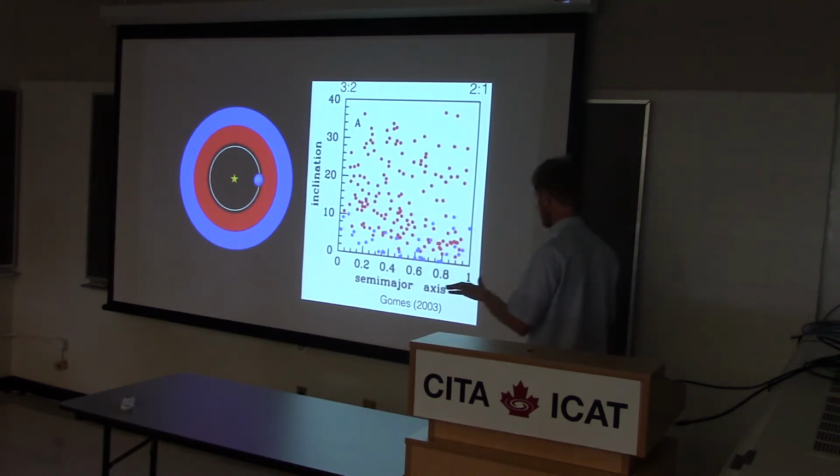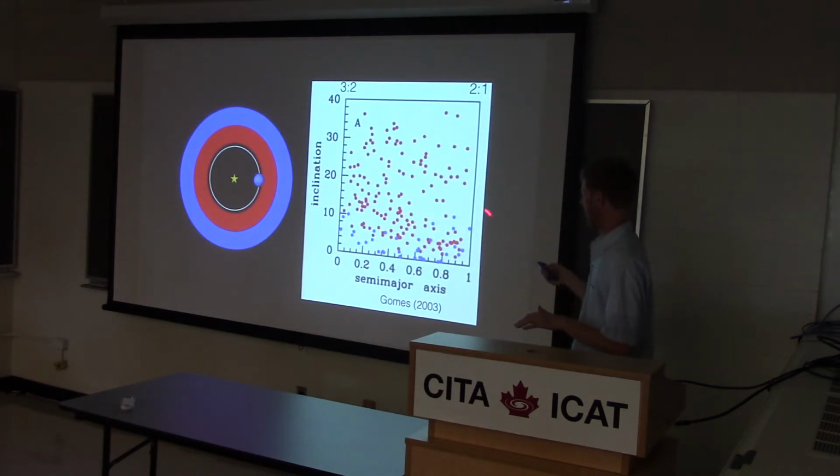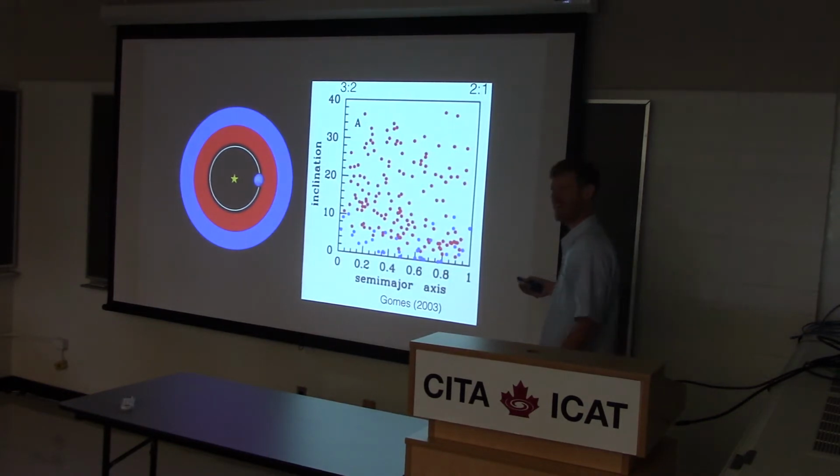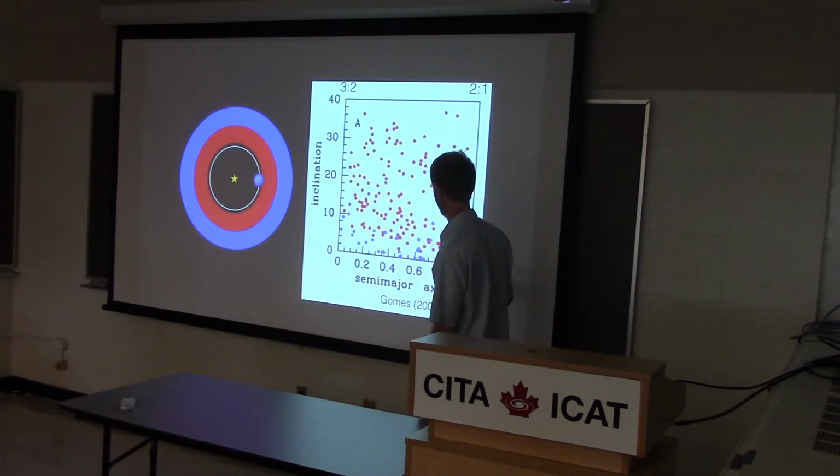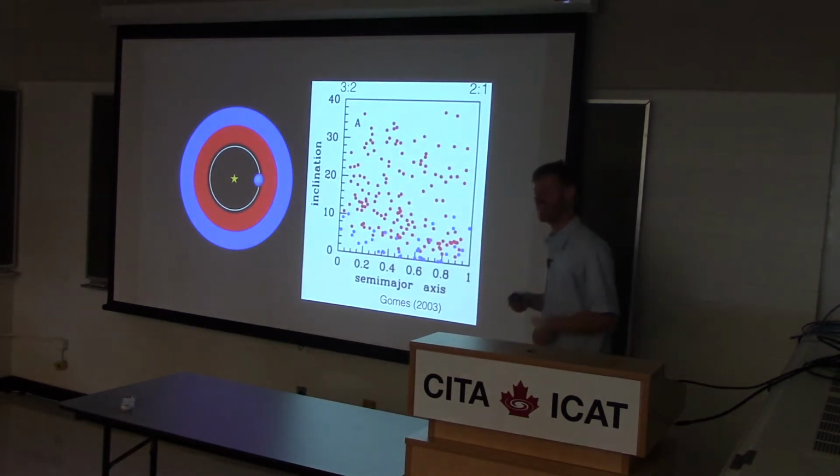So, although this is a good paper, I don't like this plot because the colors are exactly the opposite of what we actually see in the Kuiper Belt. So again, low inclination tends to have a red color.